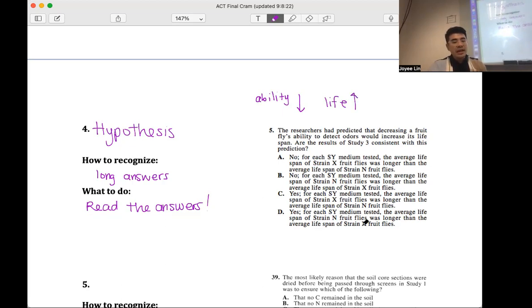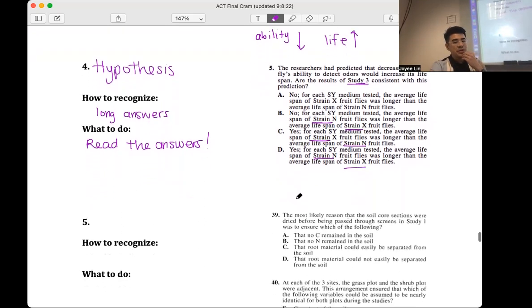And then if we look at the answers, the answers are asking us to look at strain N, let's look at strain X, right? It's telling us to compare strain X with strain N. I don't know if I would have known how to do that if I didn't read the answers, right? So the answers should help facilitate where to look. Also tells you results of study 3, right? These are usually the 4th or the 5th question. The questions start getting longer, so then you've got to start using the answers to your advantage.